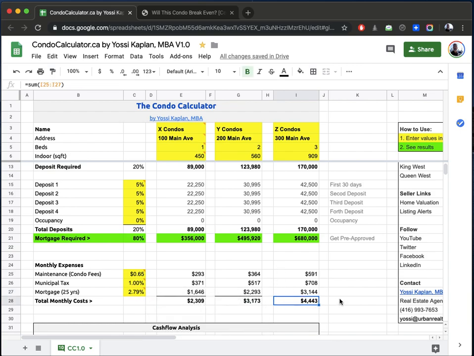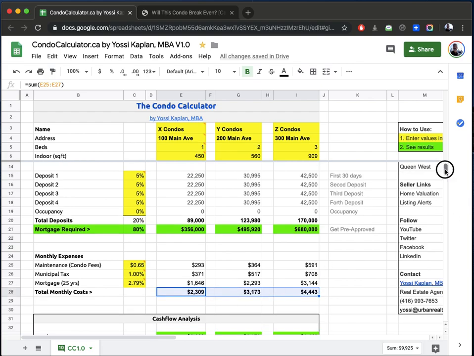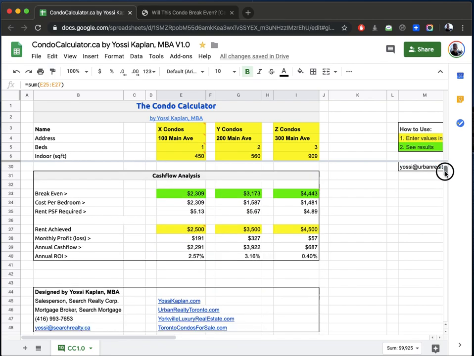That gives me a carrying cost of $4,443 a month. So this is really amazing. This is basically your break-even cost right here. But to make it even easier, I just summarized everything here. So just scroll down a little bit. And there you go. There's a cash flow analysis here.